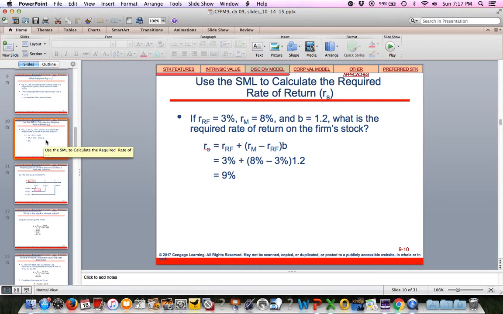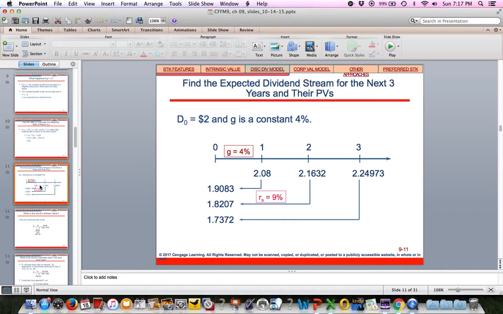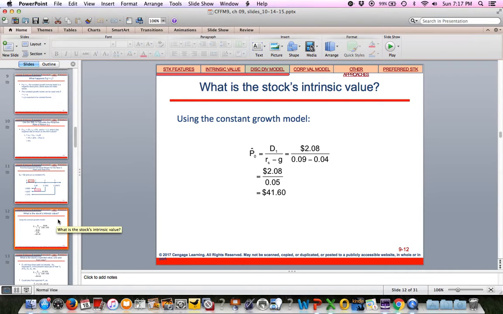basically saying the rate of return that I need with a beta of 1.2 is 9%, and so I'm using that 9% to compute the present value of all my future dividends, at least the next 3 years worth of dividends. And so what I can do then is compute the stock price by saying the dividend a year from now, 2.08, which is D0 times 1.04, so it's 2.08. I divide that by the difference between my required rate of return of 9 minus my growth rate.